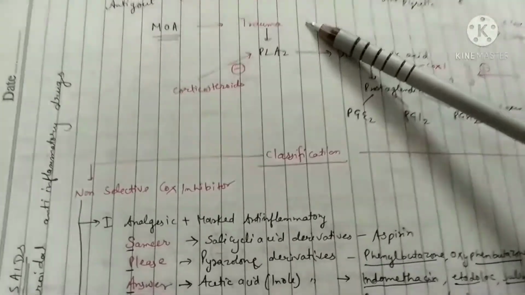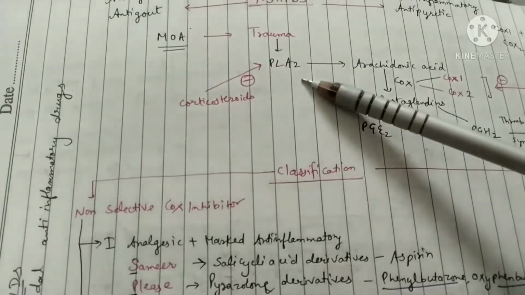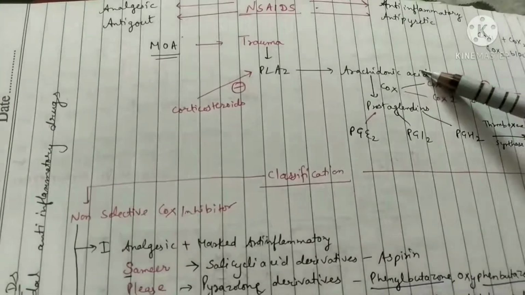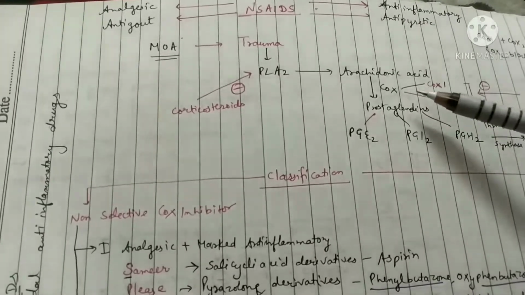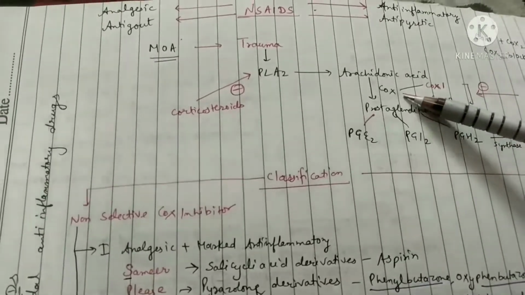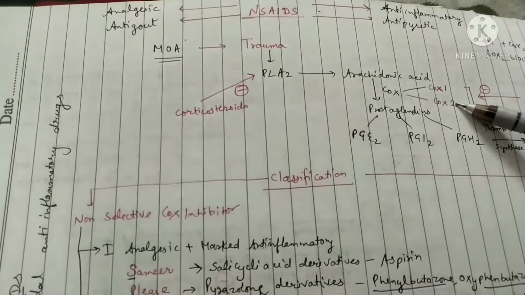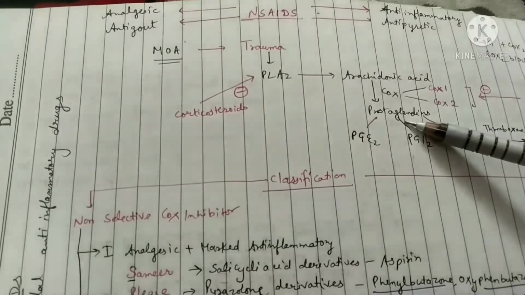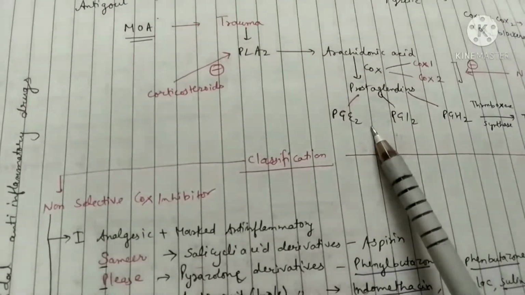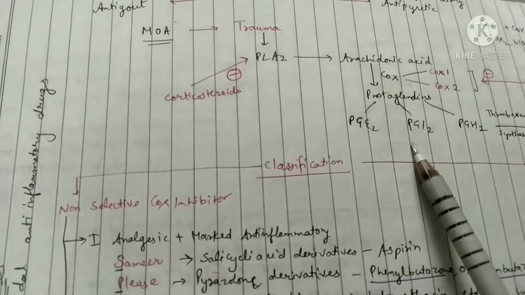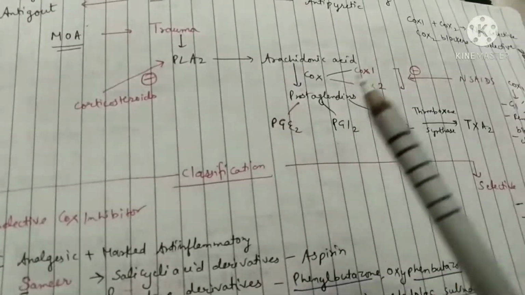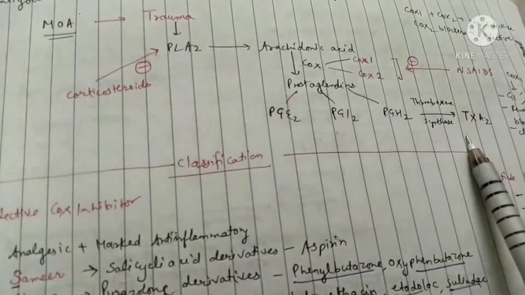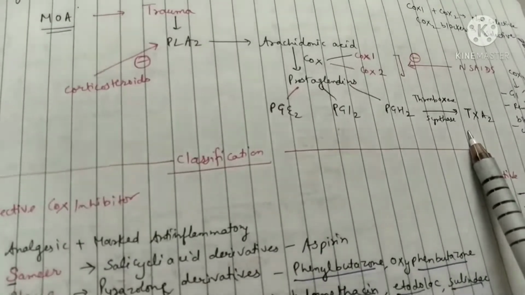The mechanism of action of NSAIDs: when trauma occurs, it releases the phospholipase A2 enzyme, which further stimulates arachidonic acid, and in the presence of the cyclooxygenase enzyme, which has two types, COX-1 and COX-2, it will produce prostaglandins. These are the types of prostaglandins: PGE2, PGI2, PGH2, and in the presence of thromboxane synthase, these prostaglandins will synthesize thromboxane A2.